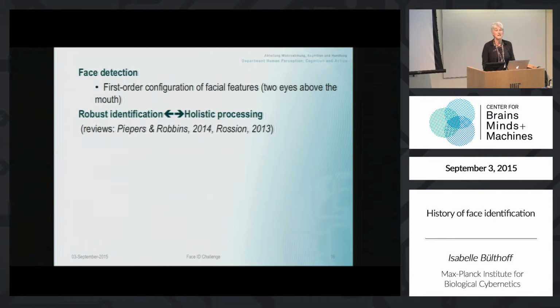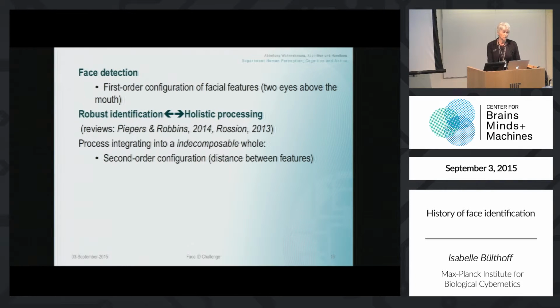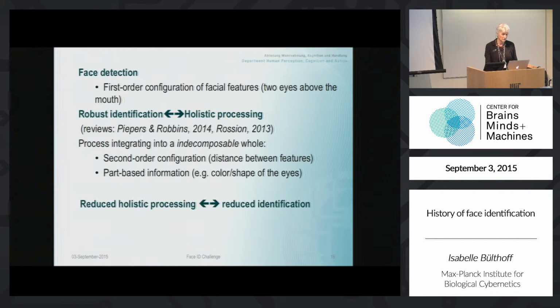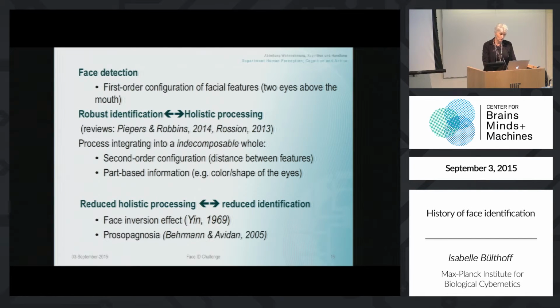For identification, holistic processing means that you integrate into a whole the second order configuration, so the distance between the features, and also information about the shape or the color of the eyes or some other facial features. And only when you have these together integrated can you have a reliable and fast identification. And from that follows that if you reduce holistic processing, then you also reduce identification performance. And that's what you find if you invert the faces or, for example, in prosopagnosia.